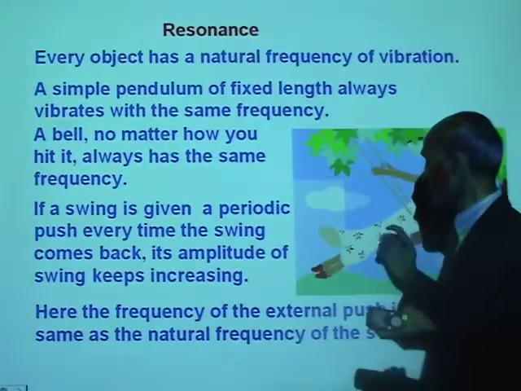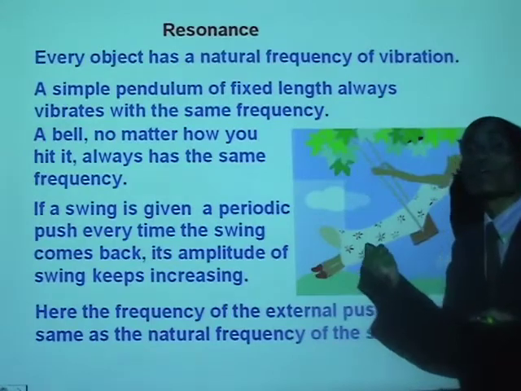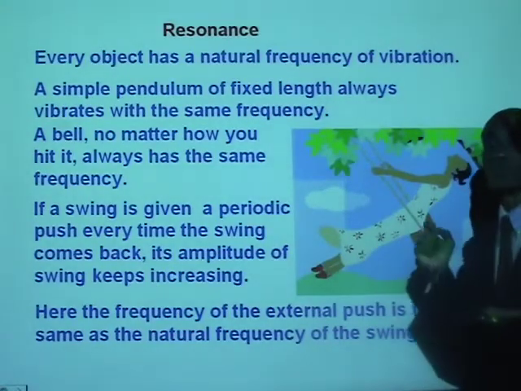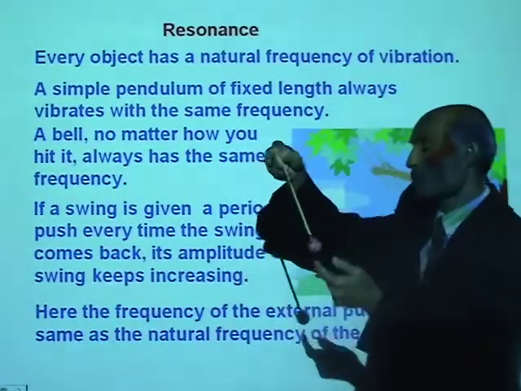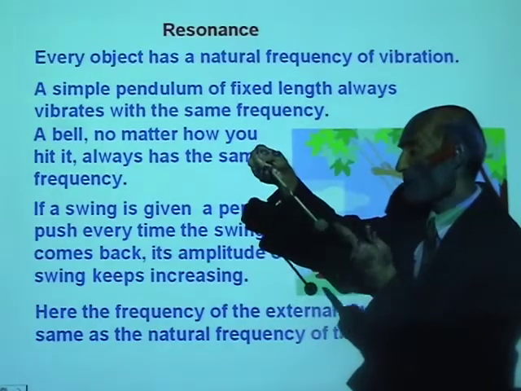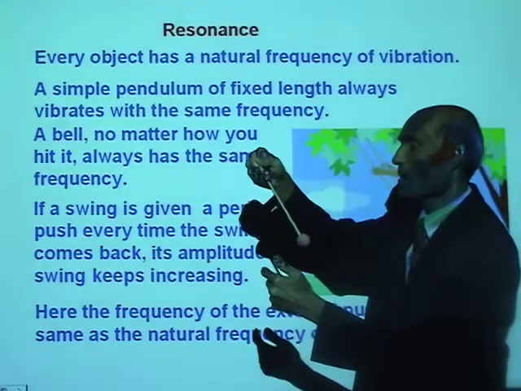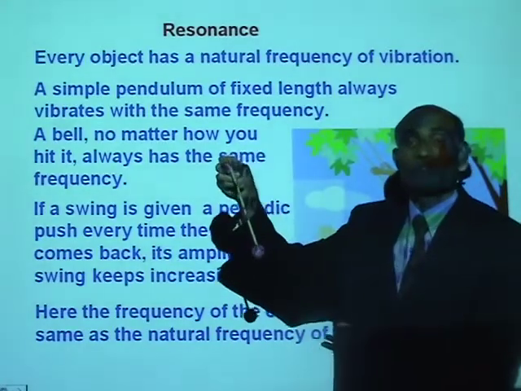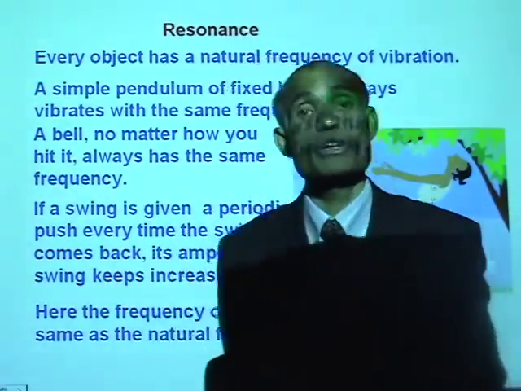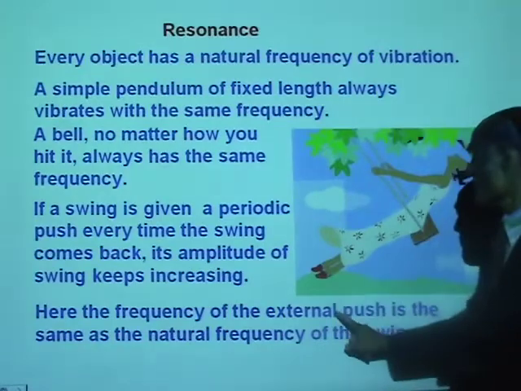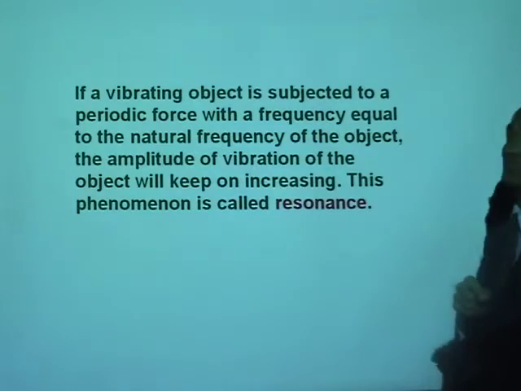Now here again, the natural frequency of the swing is agreeing with the frequency of the imposed force. Suppose instead of the imposed force being given every time the swing comes back, it is given somewhere else, what will happen? The swing will stop. There is no resonance. There is no agreement. Resonance occurs only when the frequency of the external push is the same as the natural frequency of the swing.